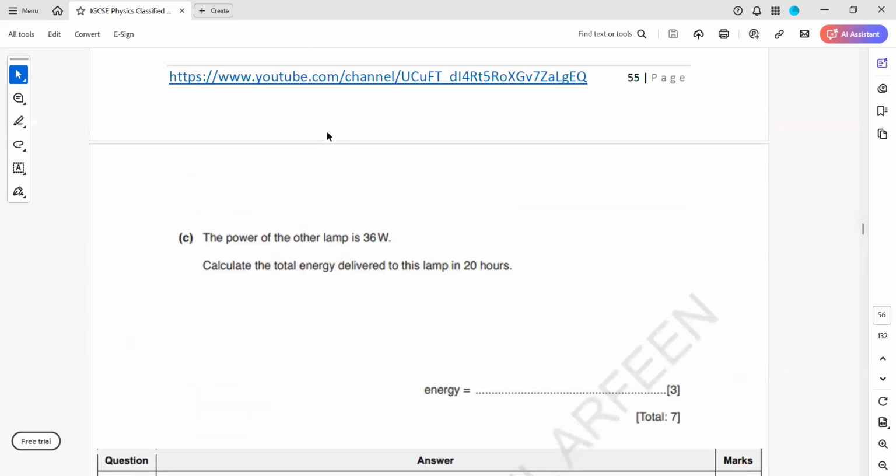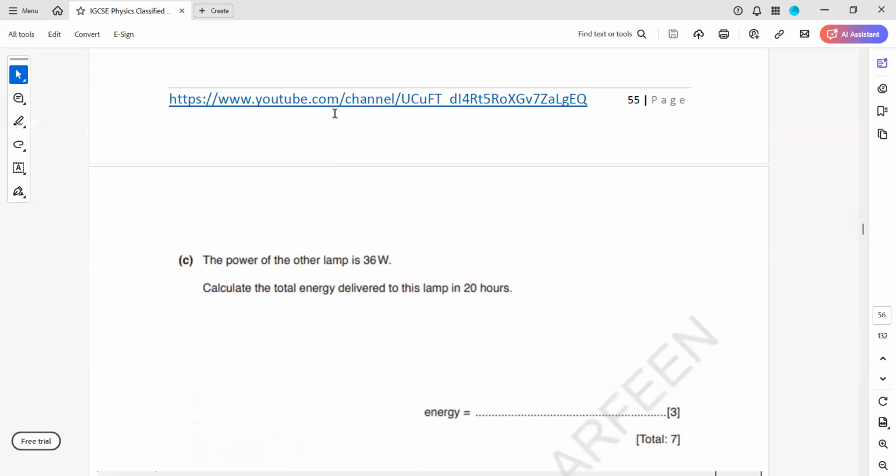The next is the power of the other lamp is 36 watt. Find the total energy delivered by this lamp in 20 hours. Yeah, now you can use, look, energy is power multiplied by time, but electrical energy we consume a lot. So joules is the right unit for energy, any form of energy. But for electrical energy, we prefer to use kilowatt hour. Okay? Kilowatt hour. So when we represent the power in kilowatt and we represent the time in hour, we call it kilowatt hour.